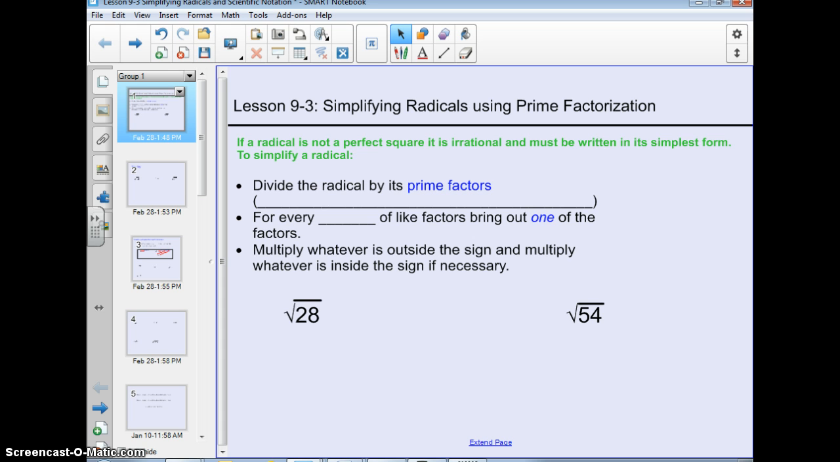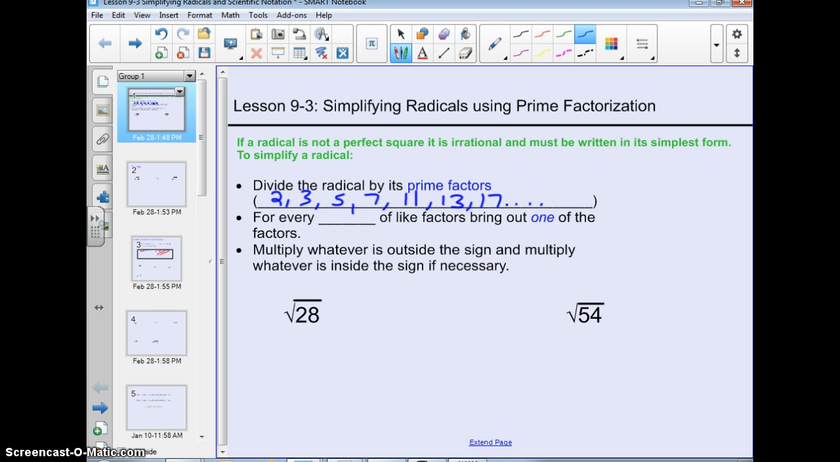The first thing we're going to do is divide the radical by its prime factors. If you remember, a prime number is any number that's divisible by only itself and 1. So we could say that our prime factors would be 2, 3, 5, 7, 11, 13, 17, and so on. There's many more we could use, but we don't need to get up that high. These are our basic prime factors that we're going to be dividing by.